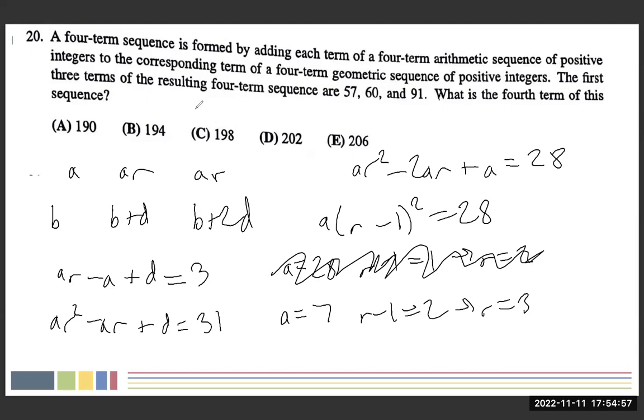But if we try this one, we get 7, 21, 63, and the arithmetic sequence is 50, 39, 28. This is what we needed, right? Because these sequences are all positive integers. Now we can just solve for the fourth term of the sequence. 7, 21, 63 becomes 189 on the next term, and 50, 39, 28 becomes 17 on the next term, and summing the two of these numbers up gives us 206.